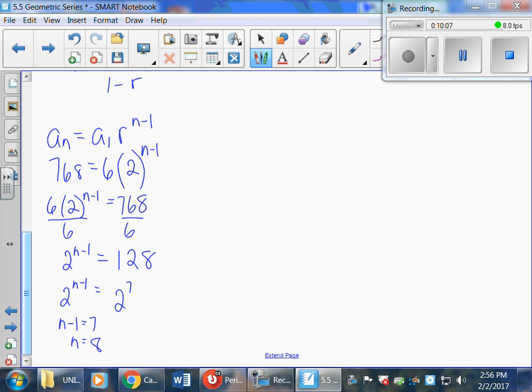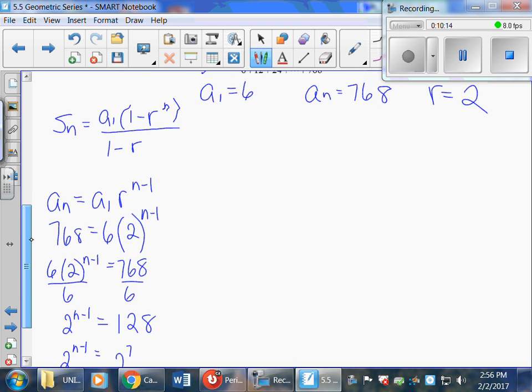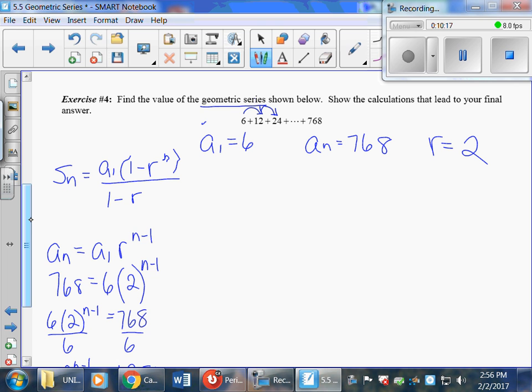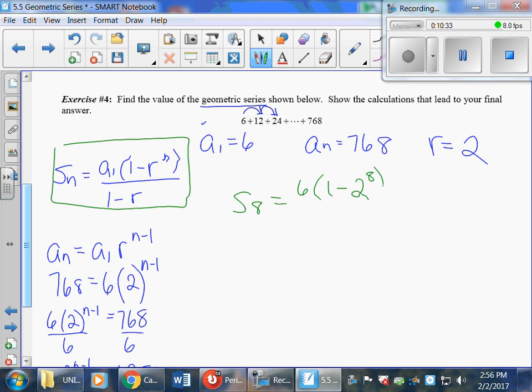Now, I'm going to slide back up here, so if you need to pause, write this down before following me back up to the top. So now, because they're asking me for the sum of the series, I know that S8 is equal to a sub 1, which is 6, times 1 minus r to the 8th power over 1 minus r. You put this whole thing into your calculator, and you get 1530 being your answer.